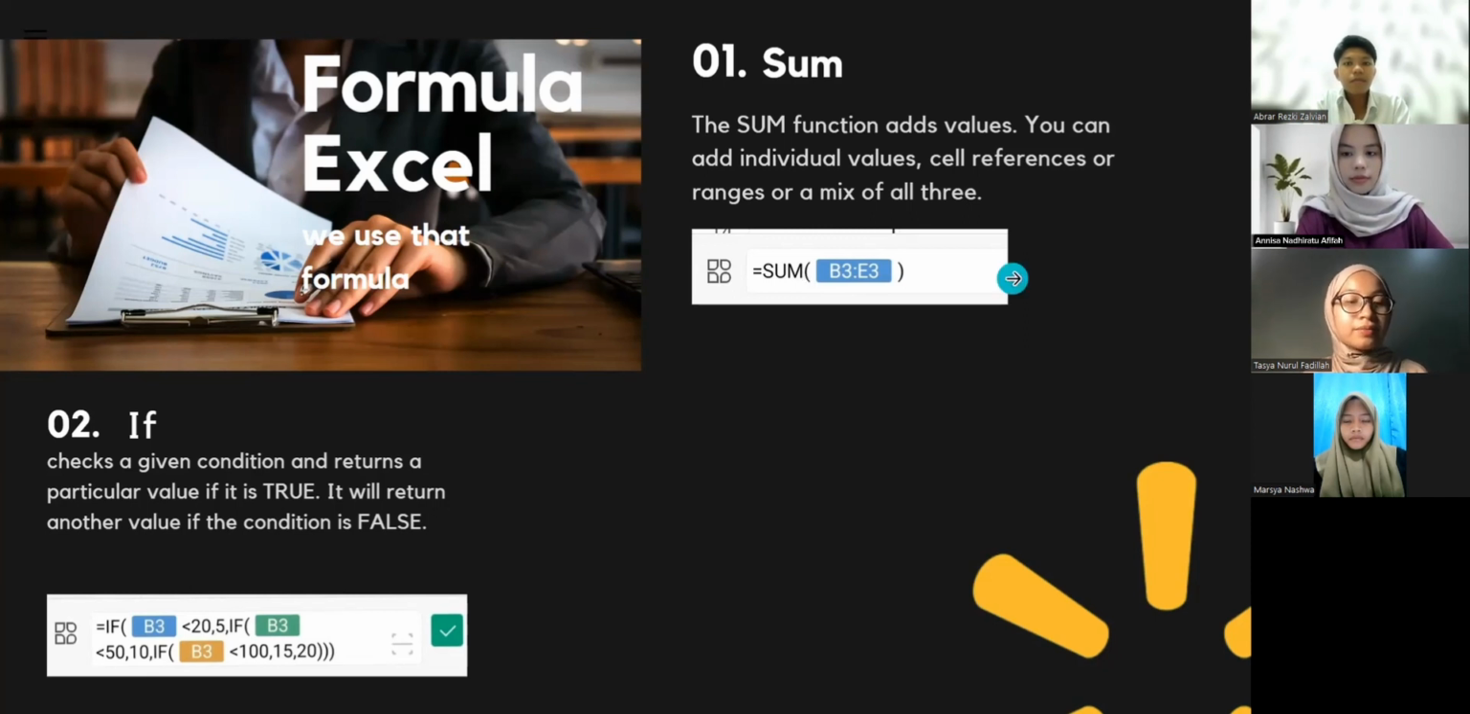Next, the formula is IF. IF checks a given condition and returns a particular value if it's true. It will return another value if the condition is false. And there is the example below.